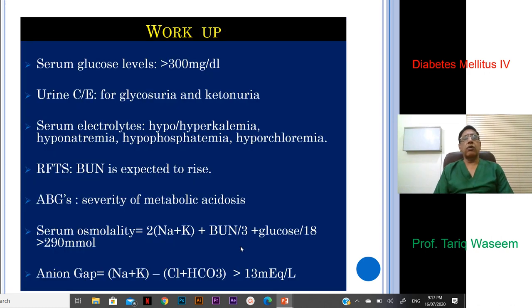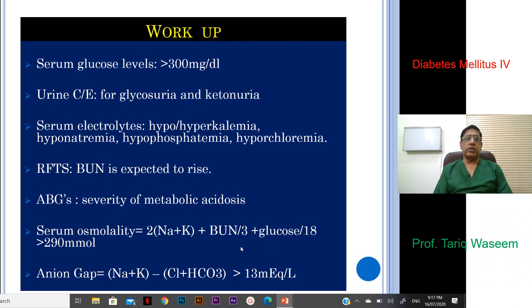So serum glucose level is usually more than 300, and urine complete examination for glycosuria or ketonuria. Electrolytes, you may have hypo or hyperkalemia both, and sometimes osmotic diuresis might have led on to hyponatremia. There is hypophosphatemia, serum chloride may be low. Blood urea nitrogen is expected to rise as a result of dehydration and prerenal azotemia, or what we call prerenal failure or acute kidney injury. Arterial blood gases would help us in determining the severity of metabolic acidosis.